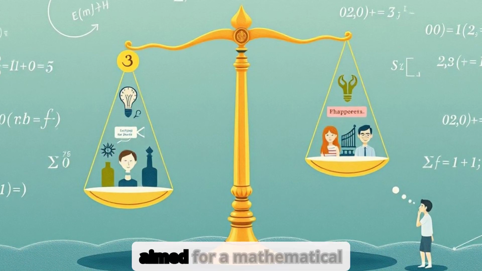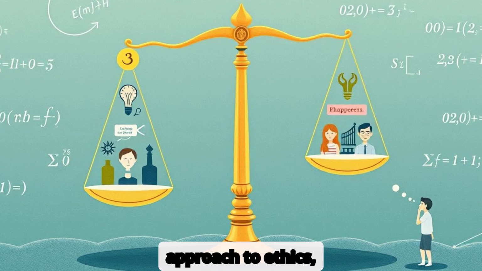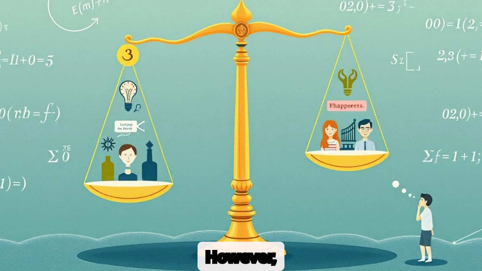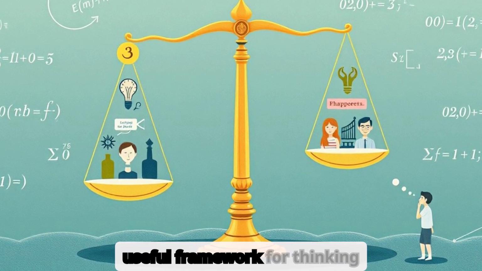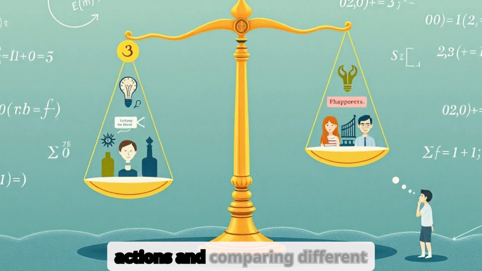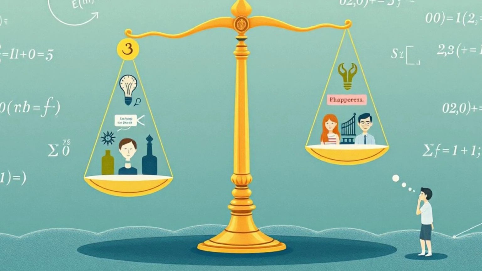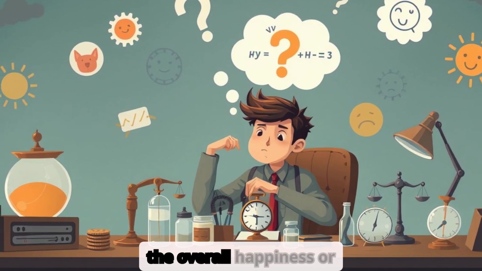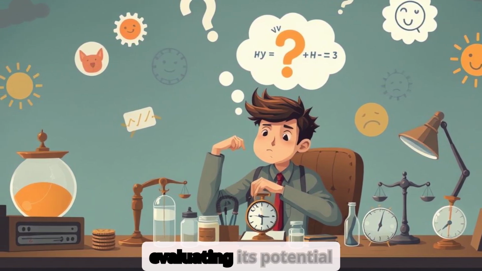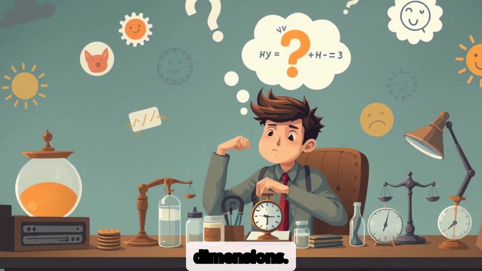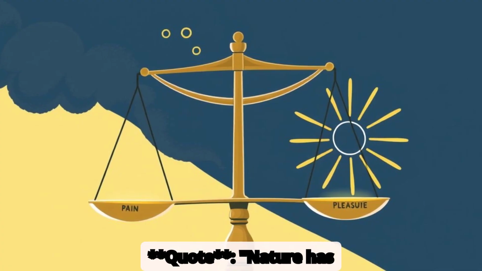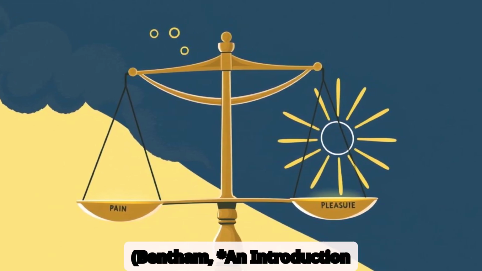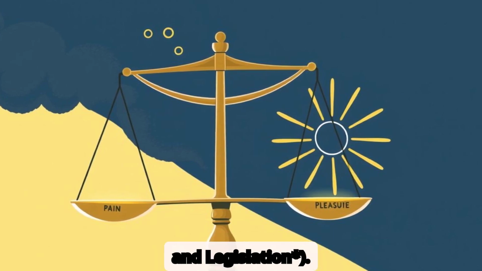Although Bentham's calculus aimed for a mathematical approach to ethics, utilitarians generally acknowledge that it is impossible to precisely calculate happiness. However, the calculus provides a useful framework for thinking about the consequences of our actions and comparing different ethical options. Key concept: hedonic calculus. A method for calculating the overall happiness or utility of an action by evaluating its potential consequences across several dimensions. Quote, "Nature has placed mankind under the governance of two sovereign masters, pain and pleasure." Bentham, An Introduction to the Principles of Morals and Legislation.